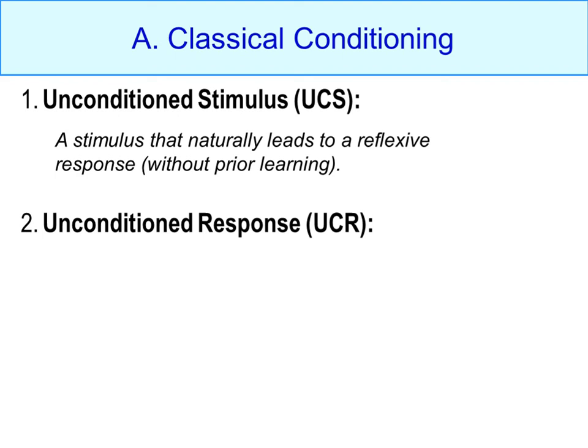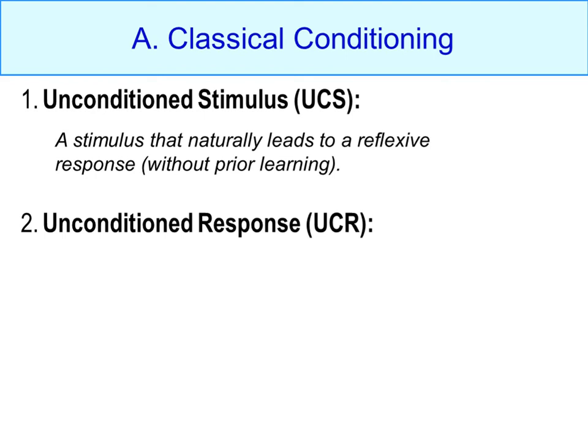All right, the first of his terms is called a UCS, an unconditioned stimulus. Be comfortable with the little shortened acronyms of them, UCS. This is a stimulus that naturally leads to a reflexive response. Naturally. No prior learning needed. It just happens in the world. So add to your book's definition: it just happens. No learning.